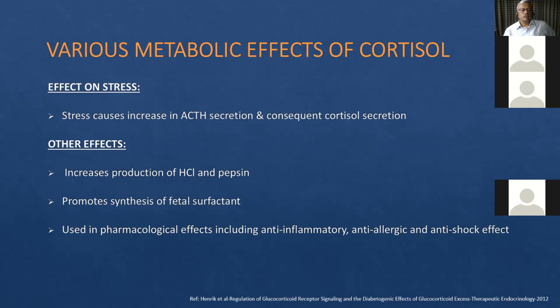Stress causes an increase in ACTH secretion and consequent cortisol secretion, and there are various other effects. On the GIT, cortisol causes an increase in gastric acid secretion, which leads to production of HCl and pepsin. It also helps to promote the synthesis of fetal surfactant, and it has pharmacological uses like anti-inflammatory, anti-allergic, and anti-shock effects.